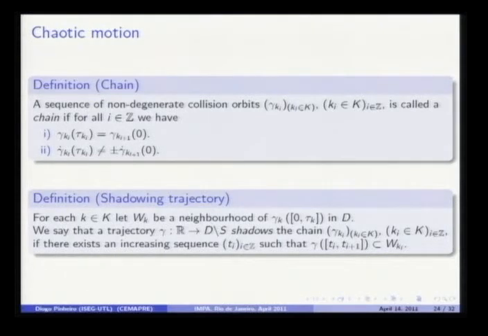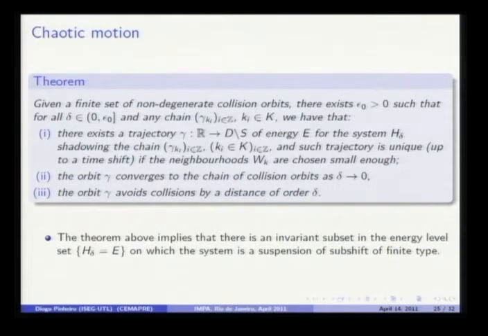And now the concept of shadowing trajectory. For each k in a finite set K, you take Wk to be a neighborhood of these collision trajectories gamma k. We say that the trajectory gamma shadows this chain, this sequence of collision trajectories, if there exists an increasing sequence of times ti such that the shadowing trajectory gamma is inside the neighborhoods of these collision trajectories. Okay, so the theorem is the following.